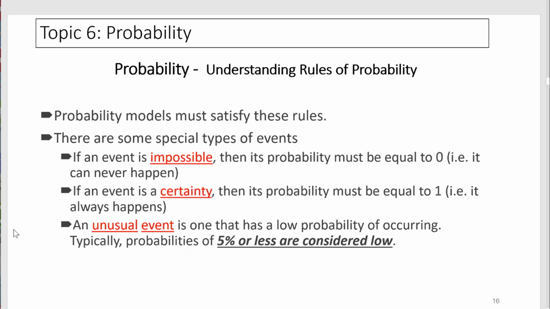There are some special types of events also. If an event is impossible, then the probability of it occurring has to equal 0. If the event is certainly going to happen, the probability then would equal 1. In statistics, what we consider an unusual event is if the probability of that event is less than 5%. So things that have a probability of 5% or less are considered unusual, as a rule of thumb.